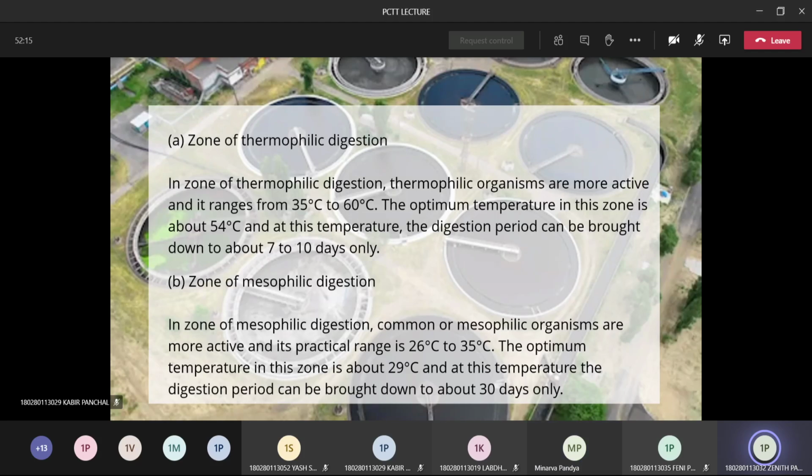The next zone is the zone of mesophilic digestion. In the zone of mesophilic digestion, the common or mesophilic organisms at moderate temperature are more active, and its practical range is 26 to 35 degrees Celsius, and the optimum temperature in this zone is 29 degrees Celsius. At this temperature, the digestion period can be brought down to about 30 days. Next slide.